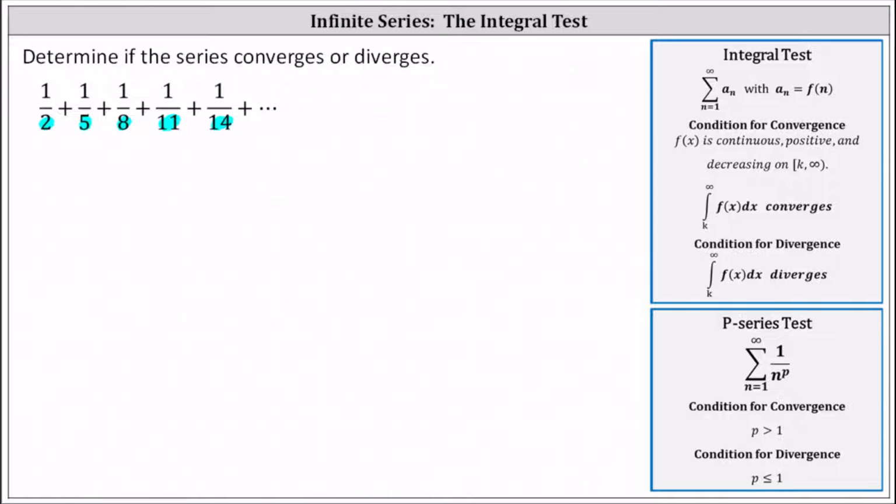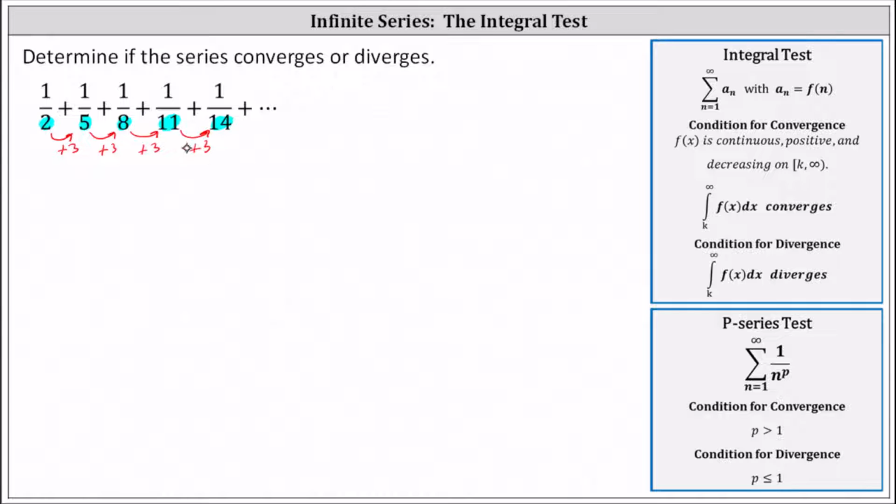14, and so on. Notice we have a pattern of addition. 2 plus 3 equals 5. 5 plus 3 is 8. 8 plus 3 is 11. 11 plus 3 is 14, and so on. This indicates the denominator is an arithmetic sequence.